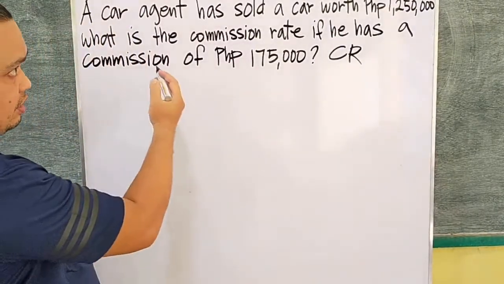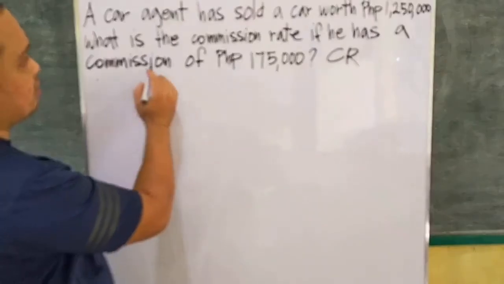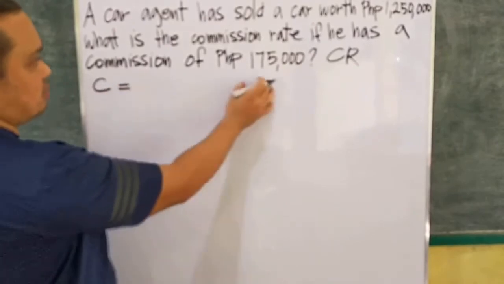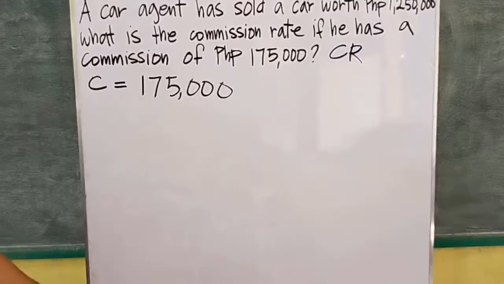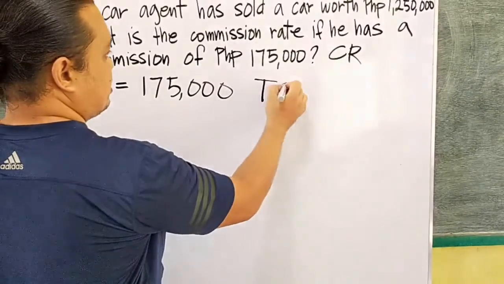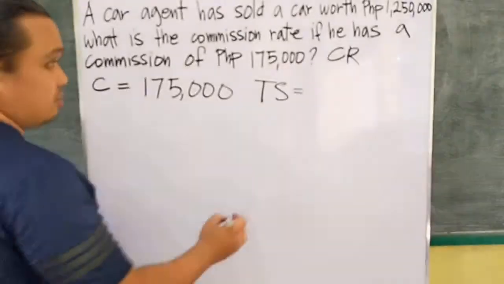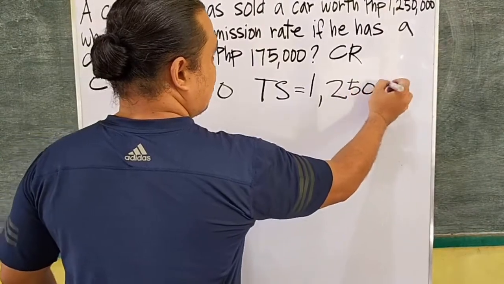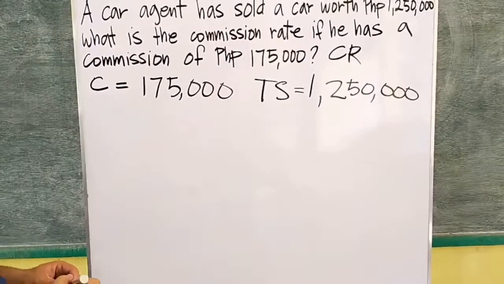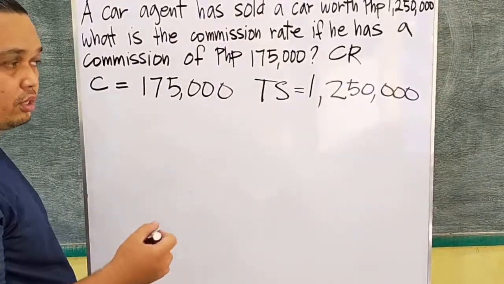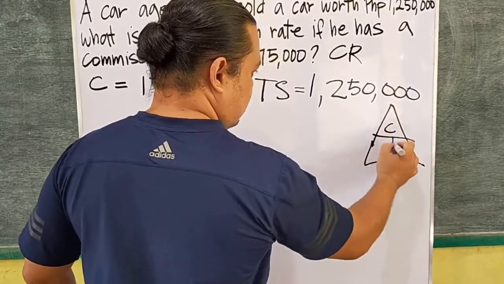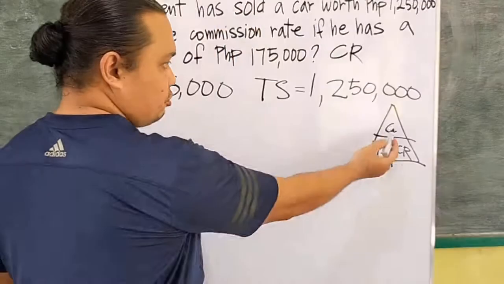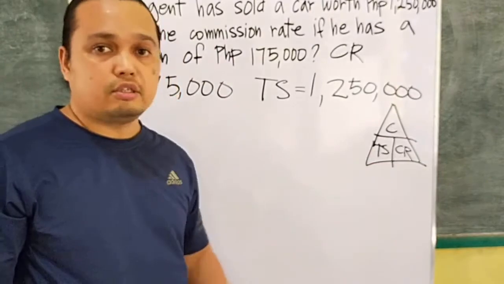Okay. So to find the commission rate, let's write first the given. The given here is total sales and the commission. Okay. So his commission is how much? That's 175,000 Philippine pesos. Okay, that's his commission. Now, the total sale here of the car is worth 1,250,000. So we want to find what is that commission rate of the company he is working with. Okay. So let's use the triangle first. That is C, TS, and CR. C for commission, TS for total sales, while CR is commission rate.